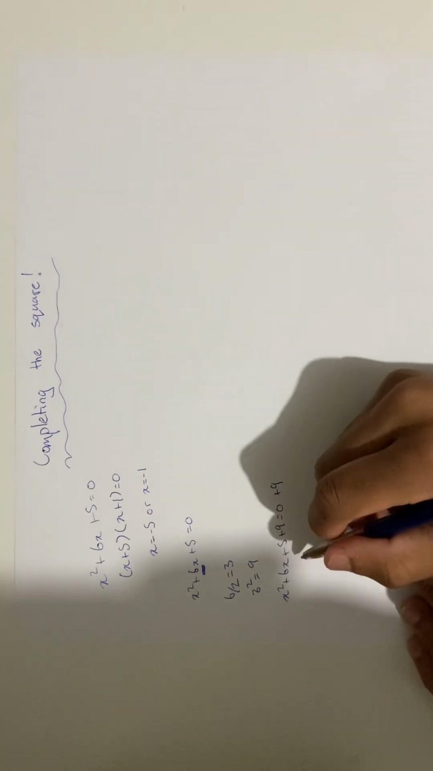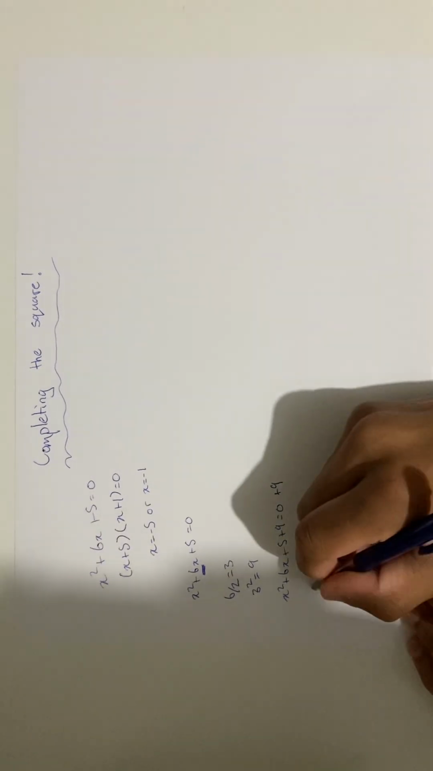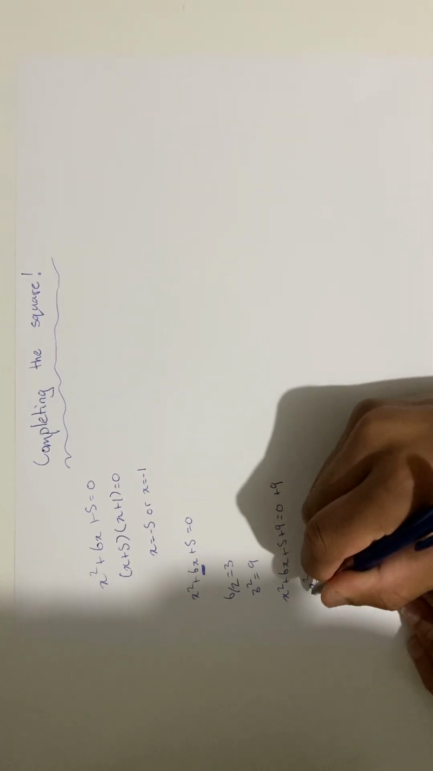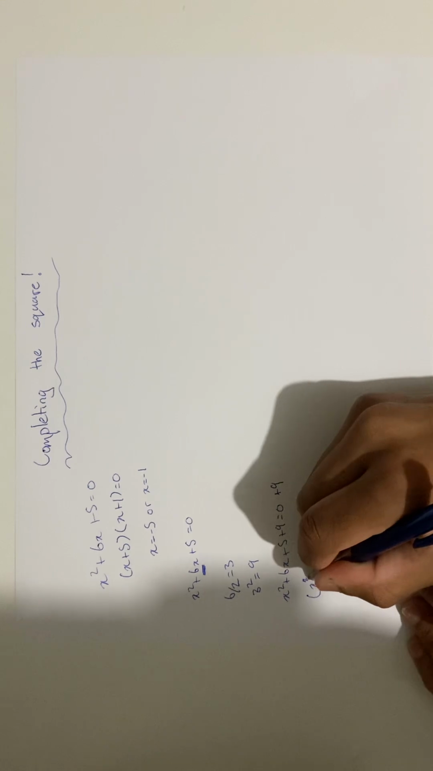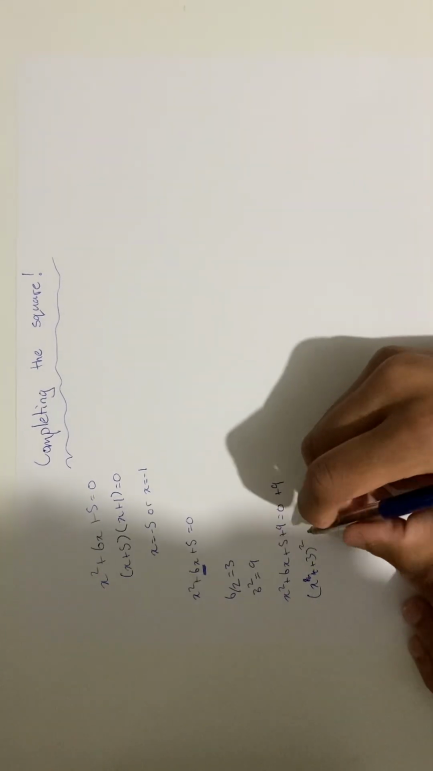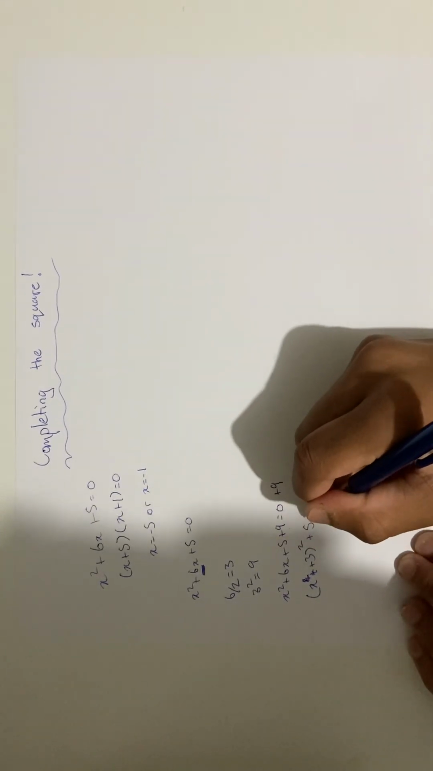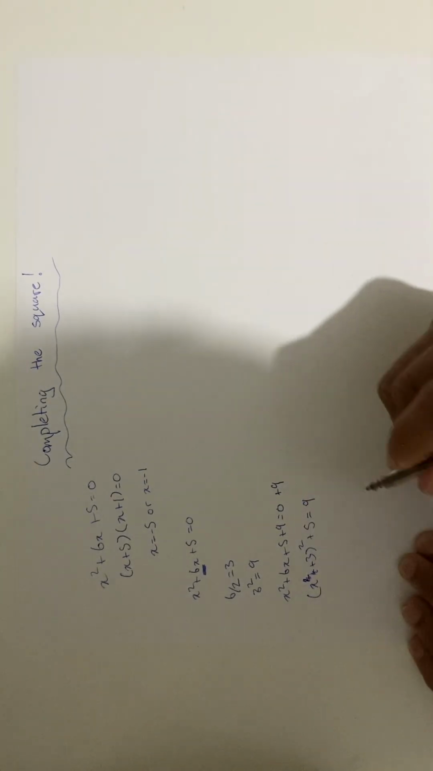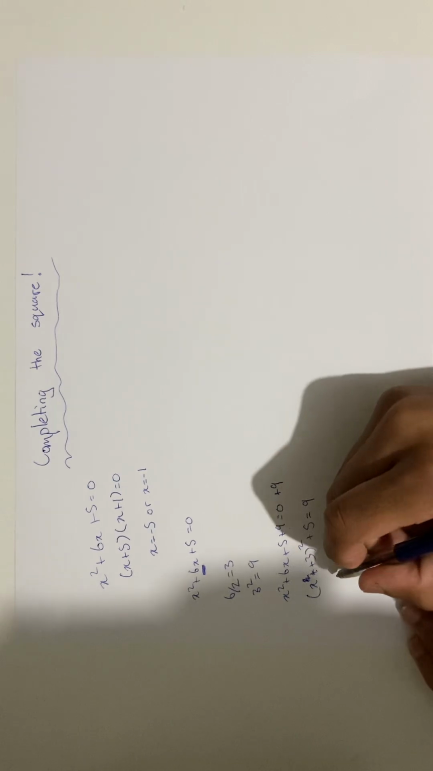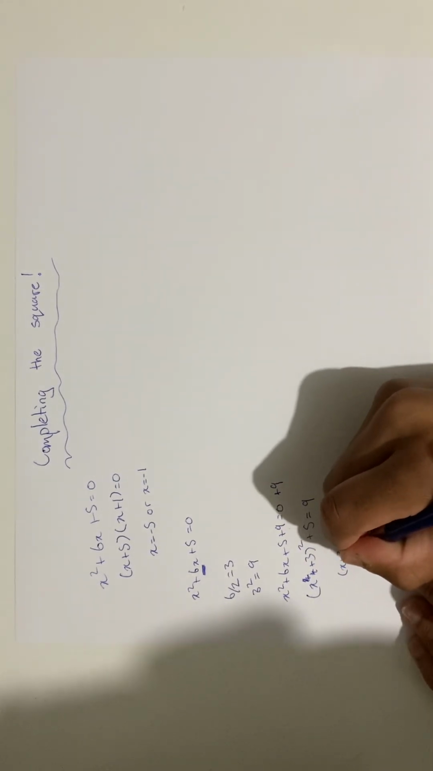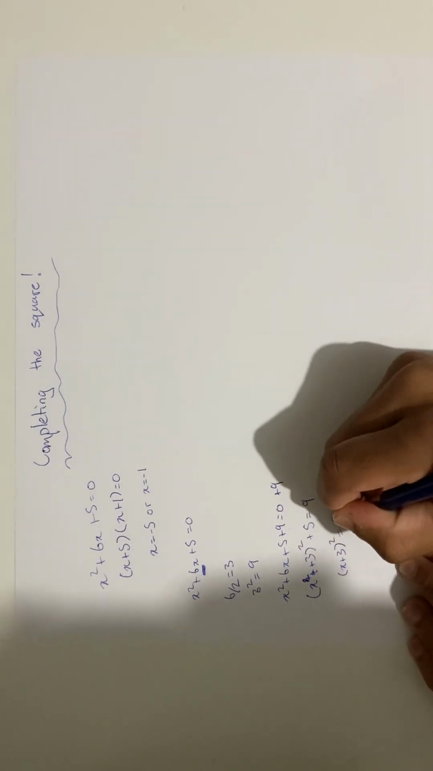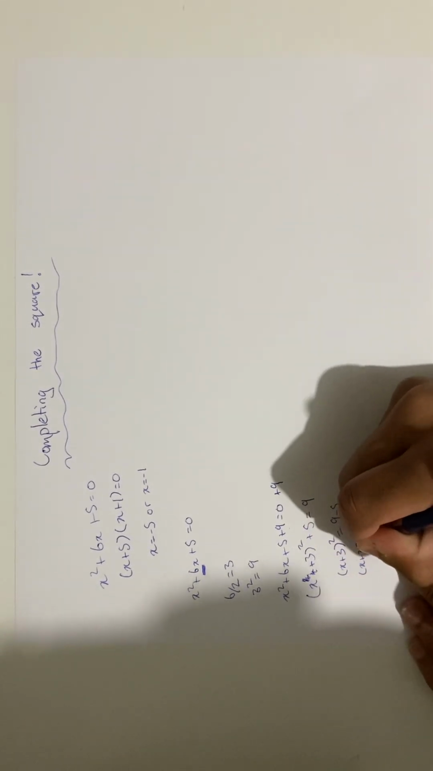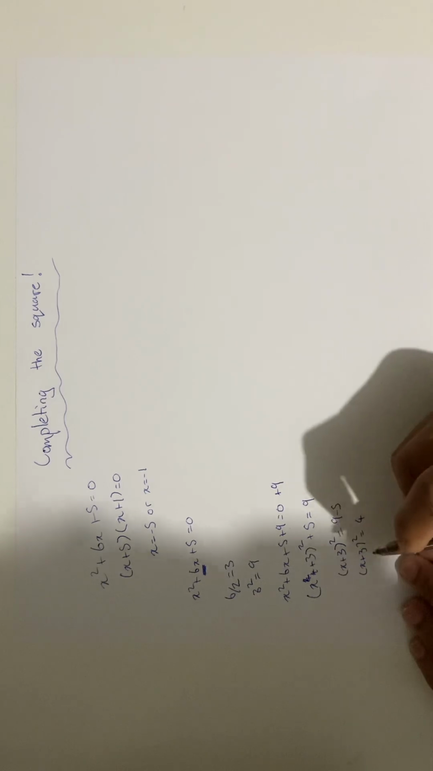Now, we can factorize this. x squared plus 6x plus 9 is (x plus 3) squared, so (x plus 3) squared plus 5 is equal to 9. Now, subtract 5 from both sides, and we get (x plus 3) squared is equal to 9 minus 5. (x plus 3) squared is equal to 4.